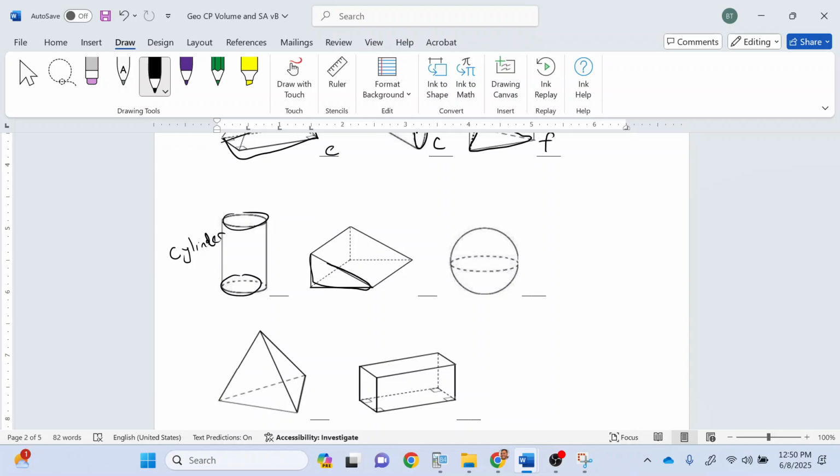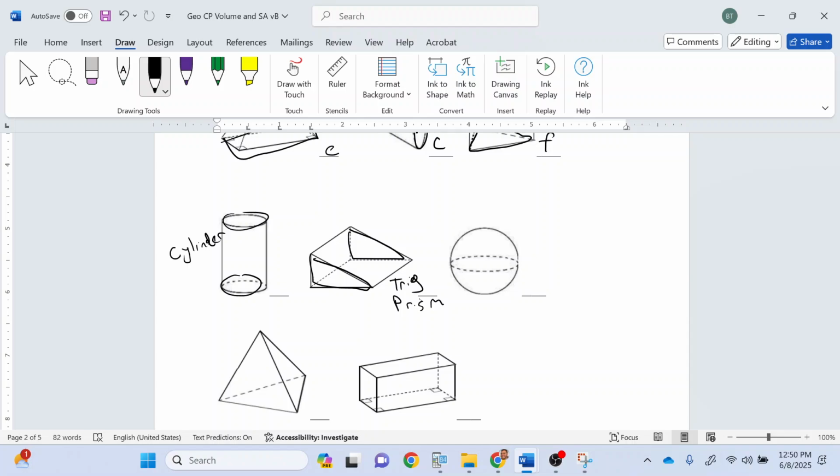In this case, I have a triangle over here. I have a triangle over here. That is a prism because I have two sides of the shape on both sides. So that is a triangular prism. Again, I will not test you on this, so please don't ask me.